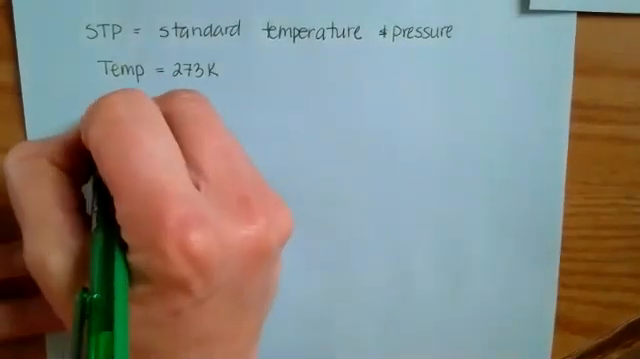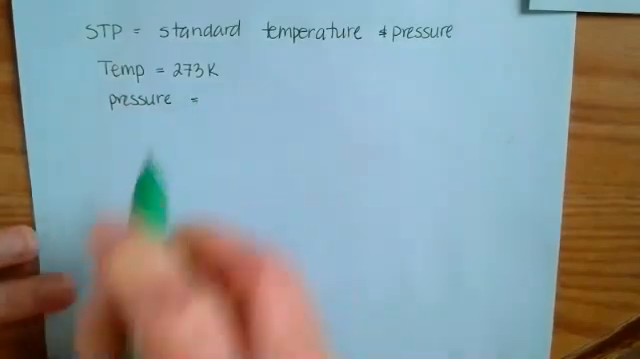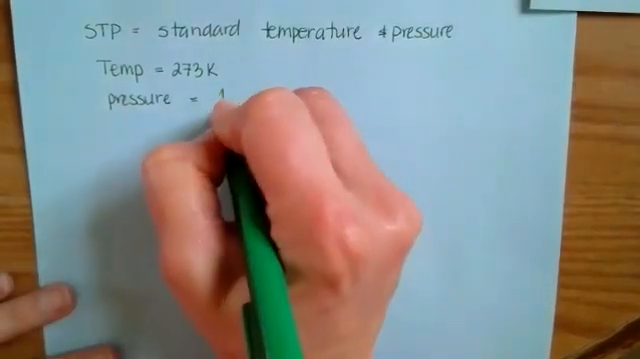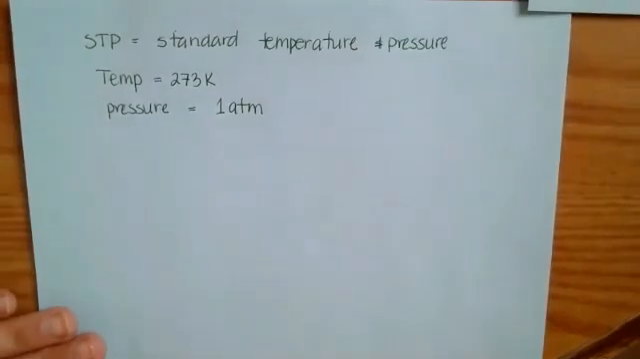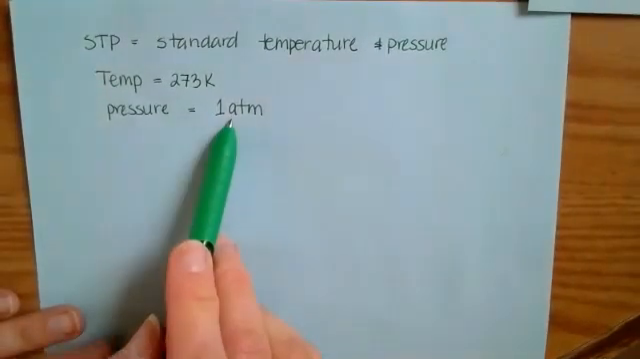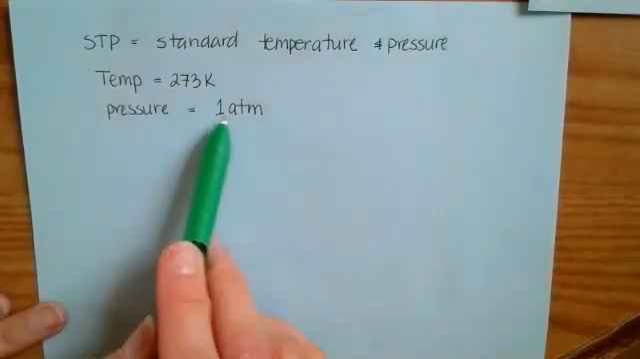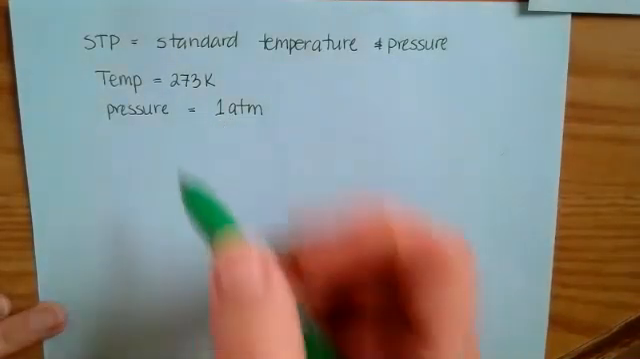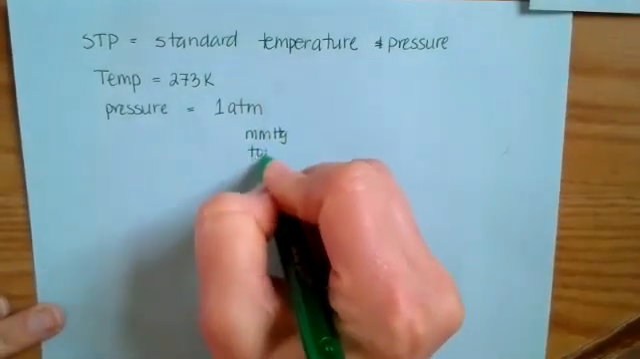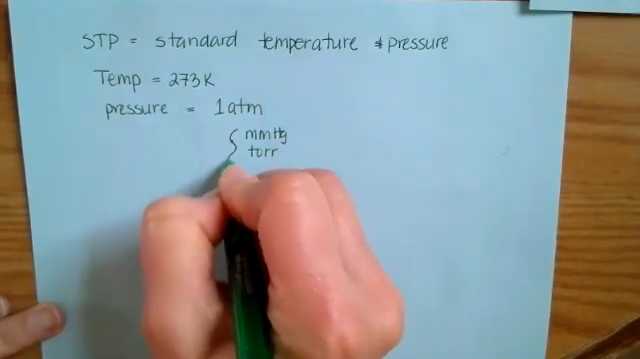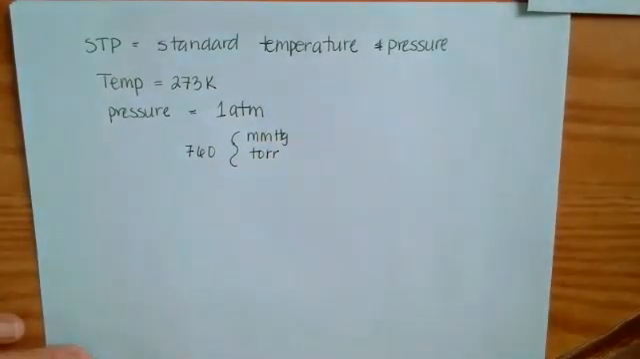All right, now our standard pressure. In Darien, Illinois, our standard pressure, since we are a certain level above sea level, okay, it's different in Colorado, but in Darien, we're at 1 atmosphere. So I'm giving you what we are at Hinsdale South. 1 atmosphere. If you were using mmHg or torr, the value is 760 at standard conditions.